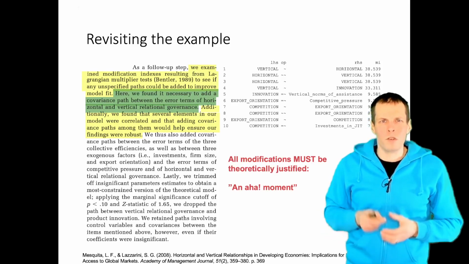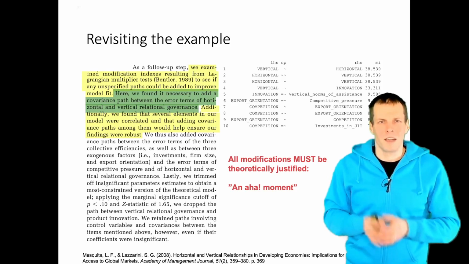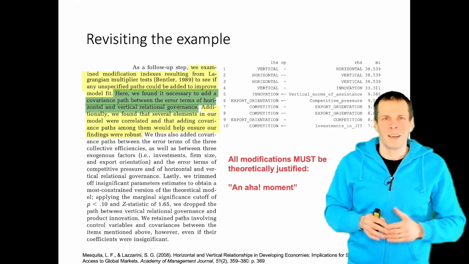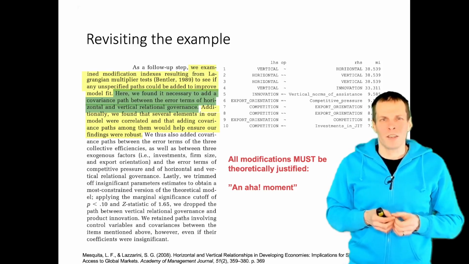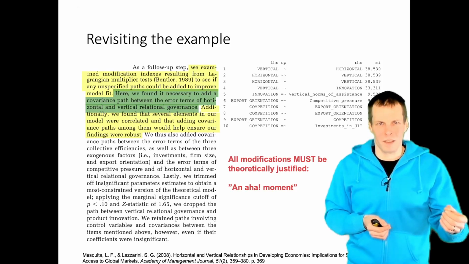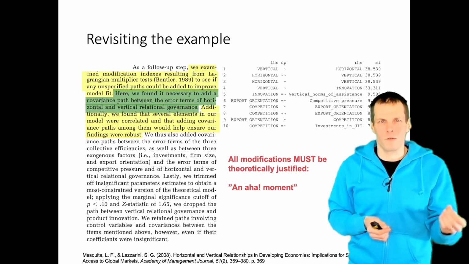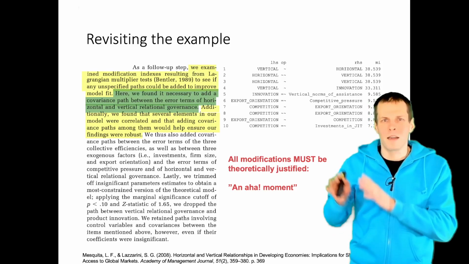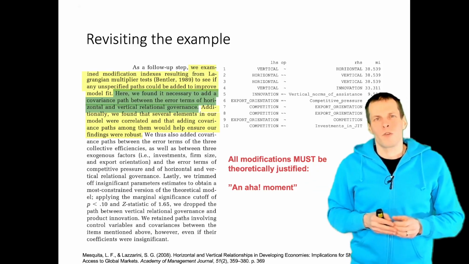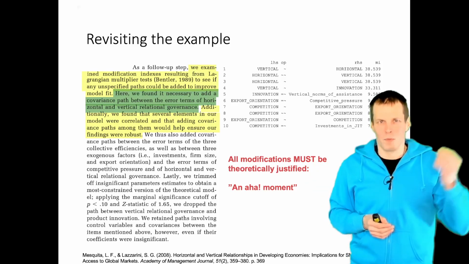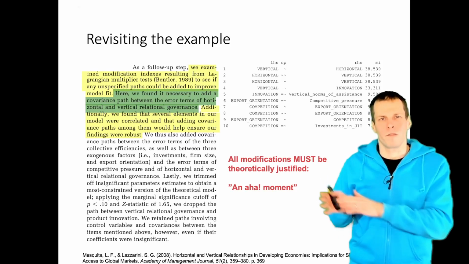When I took my first course in structural equation modeling, the instructor Todd Little told me that modification indices are there to guide your judgment. They are not there to make decisions for you. And you should only add things to your model if you realize that there's this aha moment. That thing should have been there in the first place.